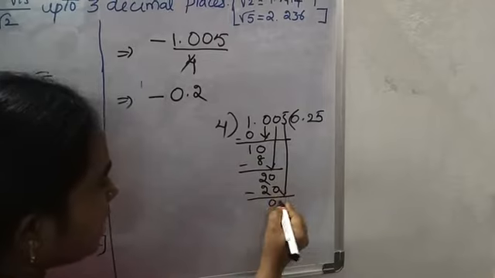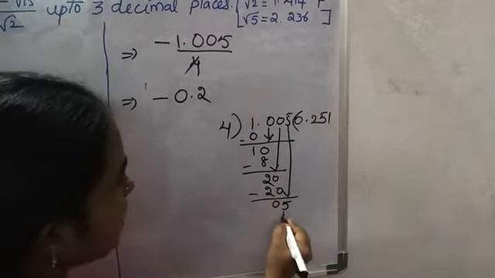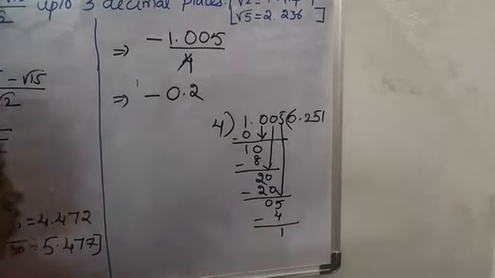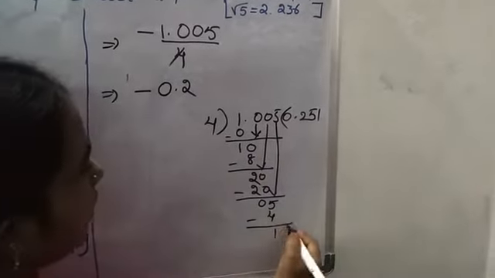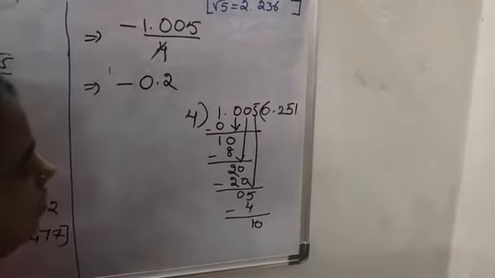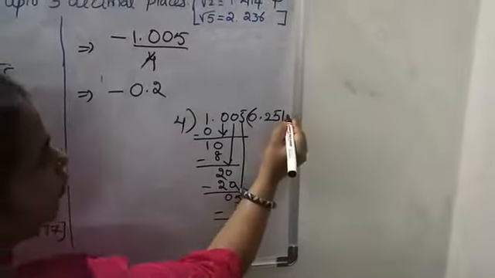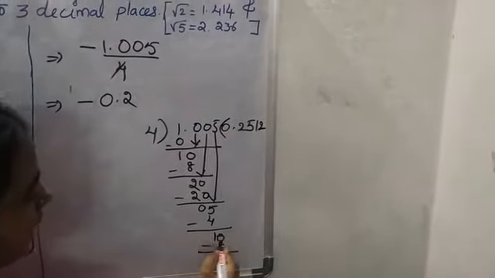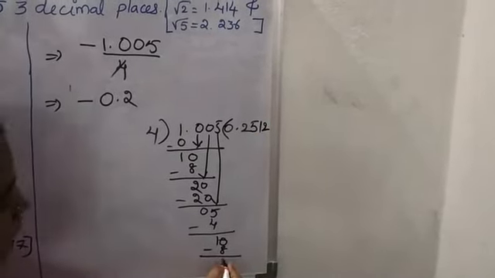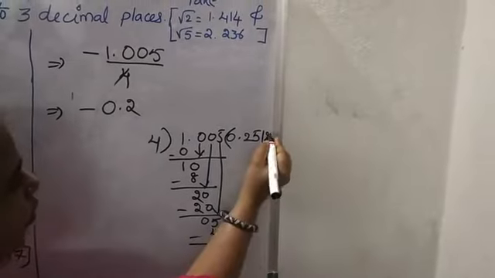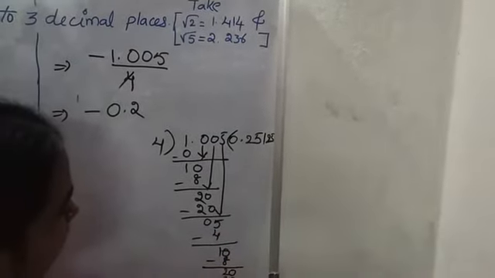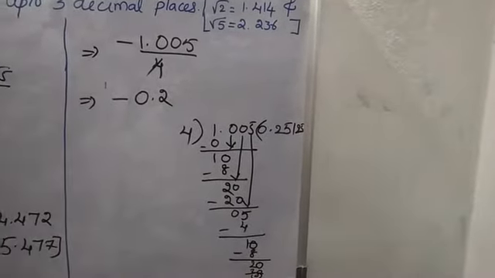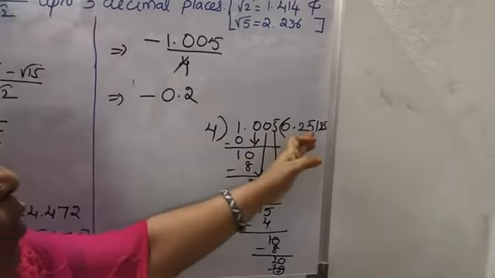Again bring down the next number, 5. 4 1s are 4. 5 minus 4 is 1. There is no bring down value here, so take 0 here. 4 2s are 8. Again do subtraction. 10 minus 8 is 2. Bring down 0. 4 5s are 20. 20 minus 20 is equal to 0. So finally we are getting 0.25125.